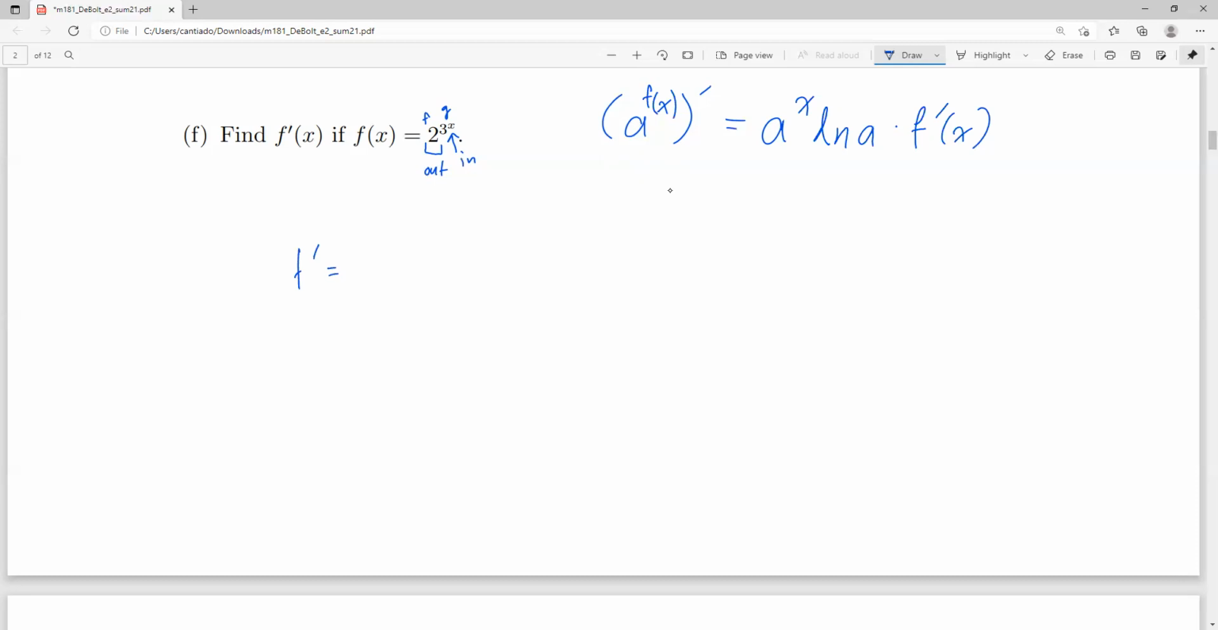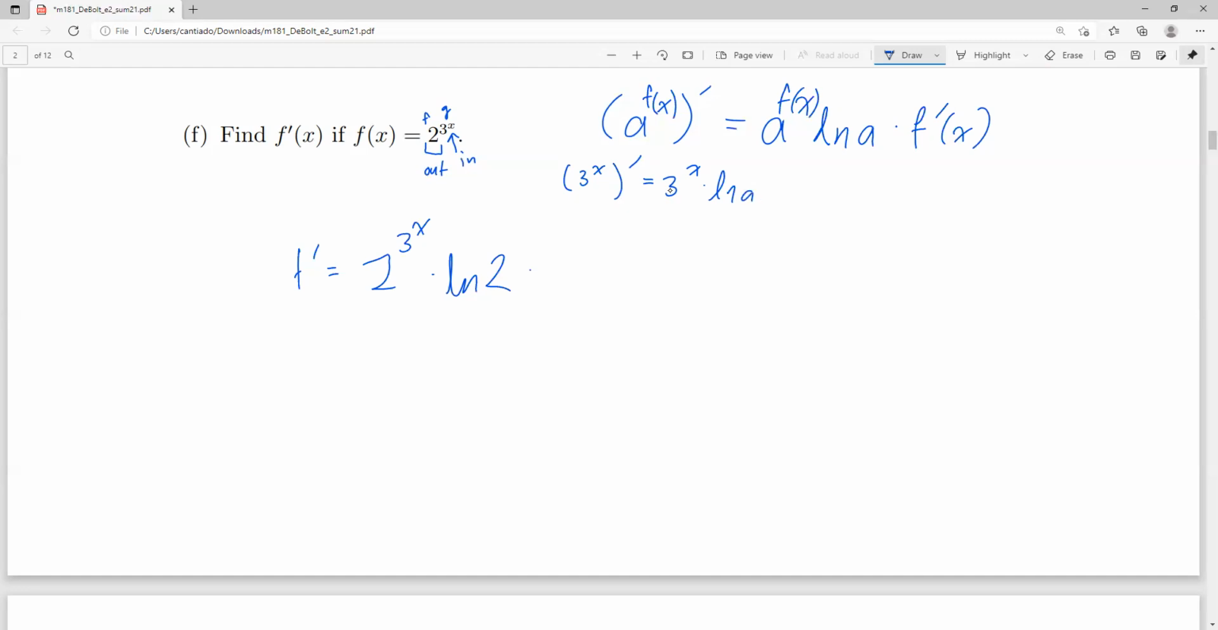So f prime is going to be equal to a to the exponent, so it's just going to be a copy of it. It'll be 2 to the 3 to the x times ln of the base. The base is 2, so ln of 2 times the derivative of the exponent. If the exponent is 3 to the x, we need to find the derivative of this first. Well, the derivative of this follows this exact same rule, so it'll be 3 to the x times ln of 3, ln of a, rather.